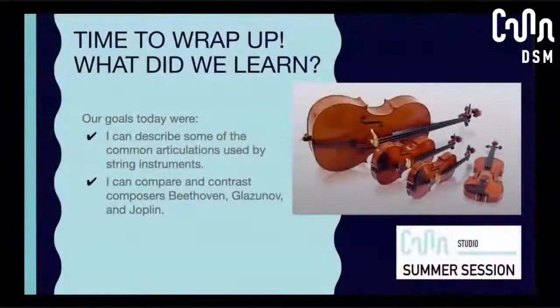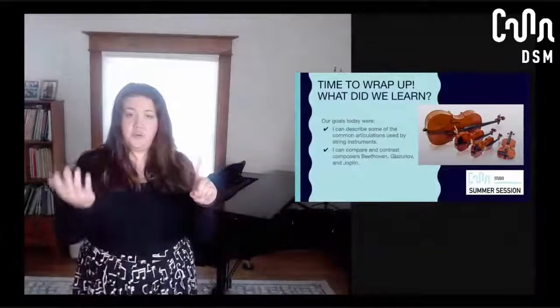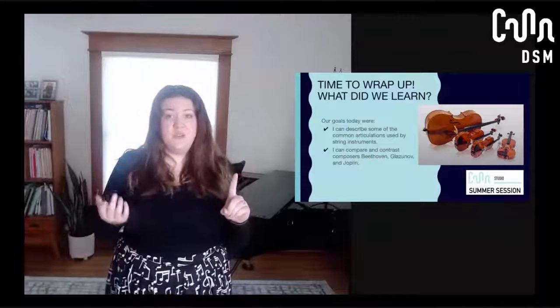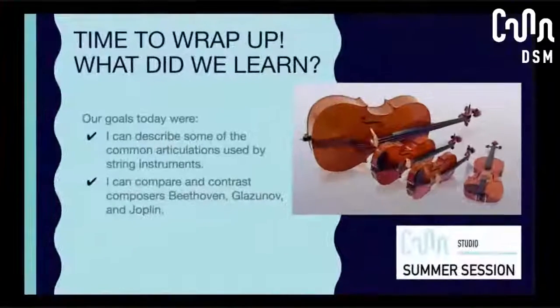We talked about a lot, so let's review those goals and make sure that we hit them. Goal number 1 was, I can describe some common articulations used by string instruments. So we talked about articulations, what we do with our bow, pizzicato and arco, some slurs, and different things that we use with the bow to make different kinds of sounds. And then, I can compare and contrast composers Beethoven, Glazunov, and Joplin. All of these men lived at very different times, but more importantly, very different parts of the world. And I think that their music really shows off what was important to the cultures at the time, and who they were as people as well.